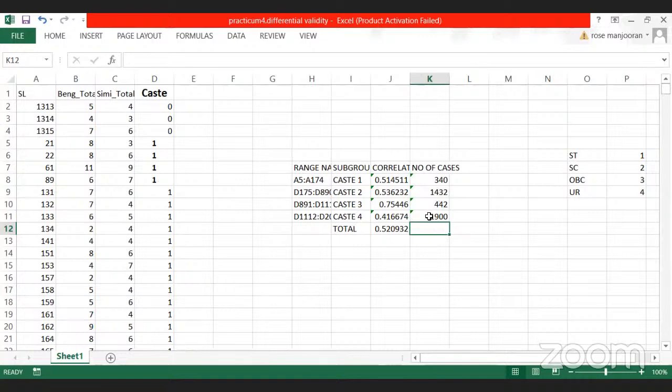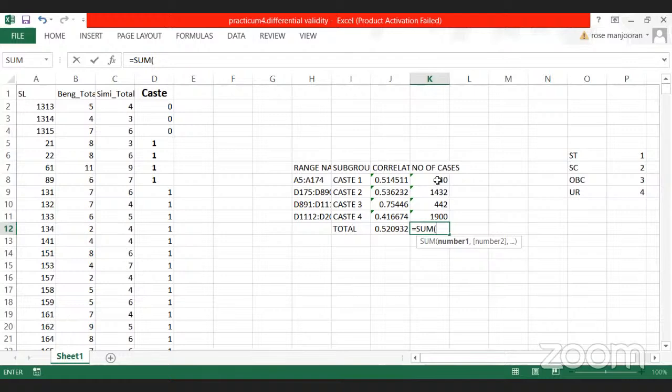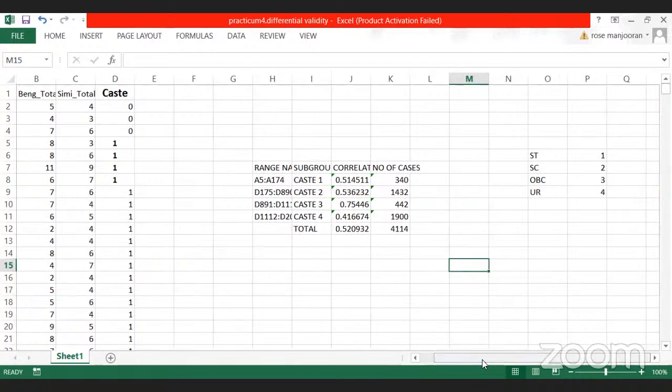Okay. Now we are going to find the sum of the total number of cases here. So you write equal to, then sum, from here to here, from caste 1 to caste 4. Enter. You will get the total number of cases. So that's done. And we will show you some other thing also.